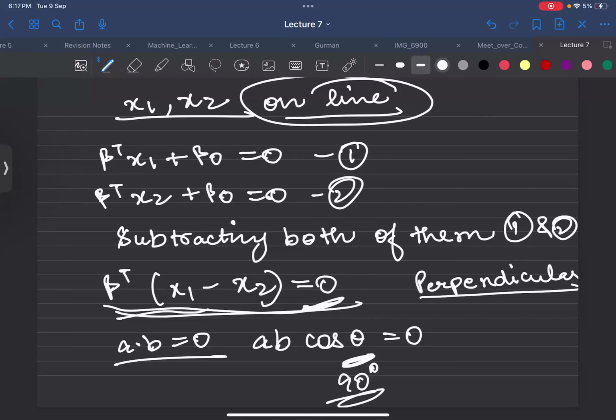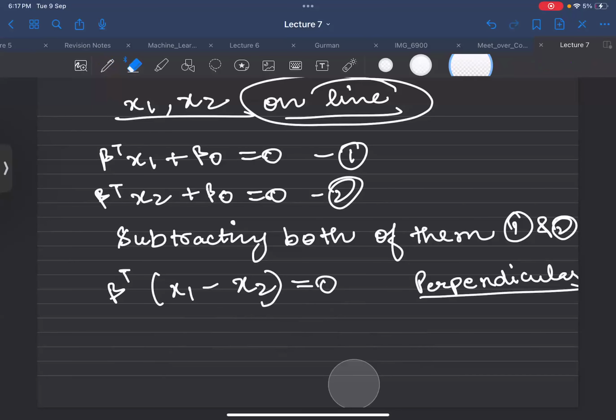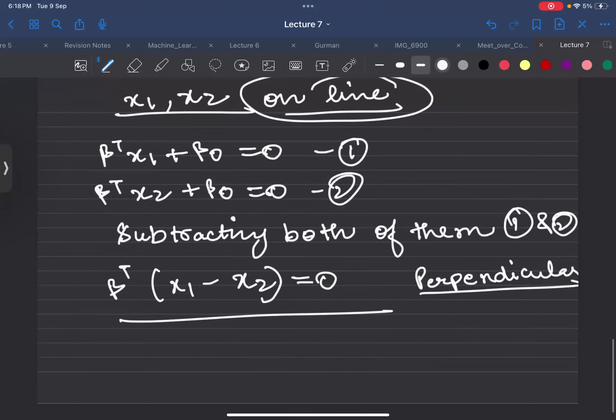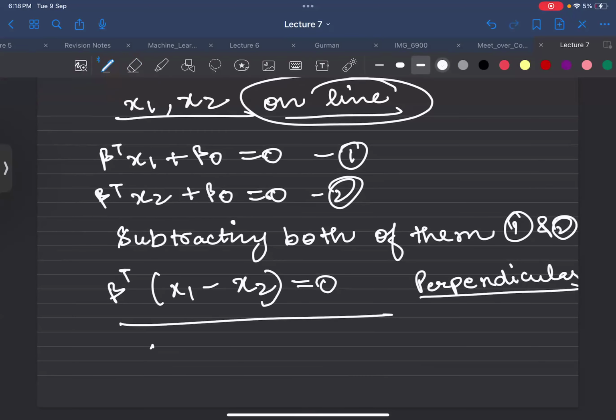Clear? So what I'm saying is, when A dot B is equal to 0, it means it is perpendicular, because |A||B| cos theta is 0, which means theta is 90 degrees. That is why we say they are basically normal to the line. Beta is perpendicular. Any confusion till now?